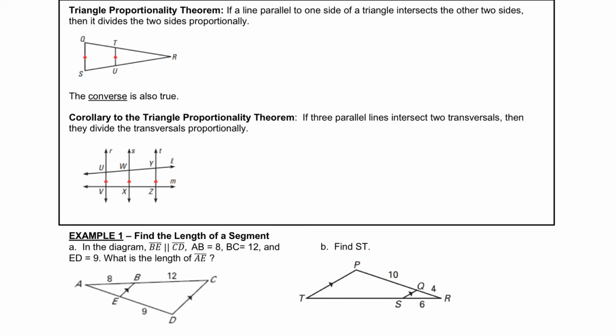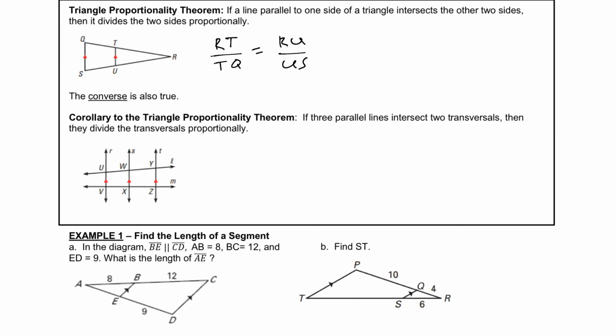So for this first diagram right here, what we're going to write down is that the length of segment RT over the length of segment TQ is equal to the length of segment RU divided by the length of segment US. So that's all you have for that one. That's what all those words say.